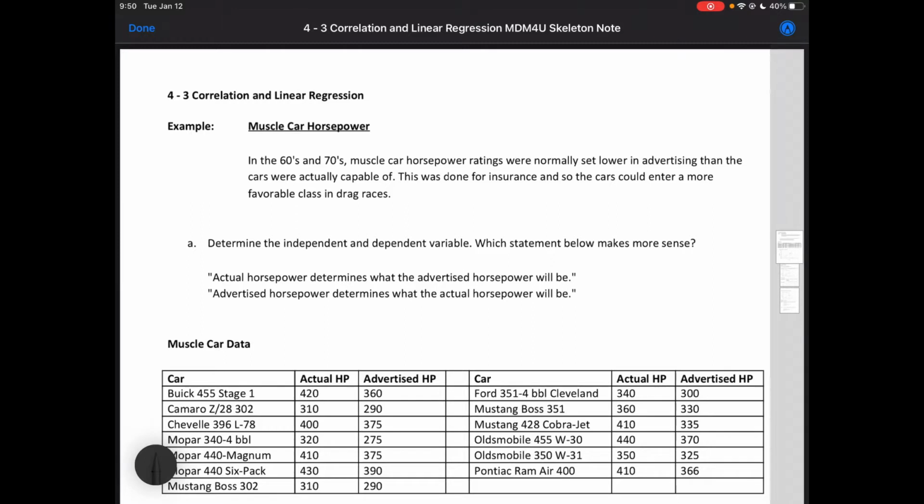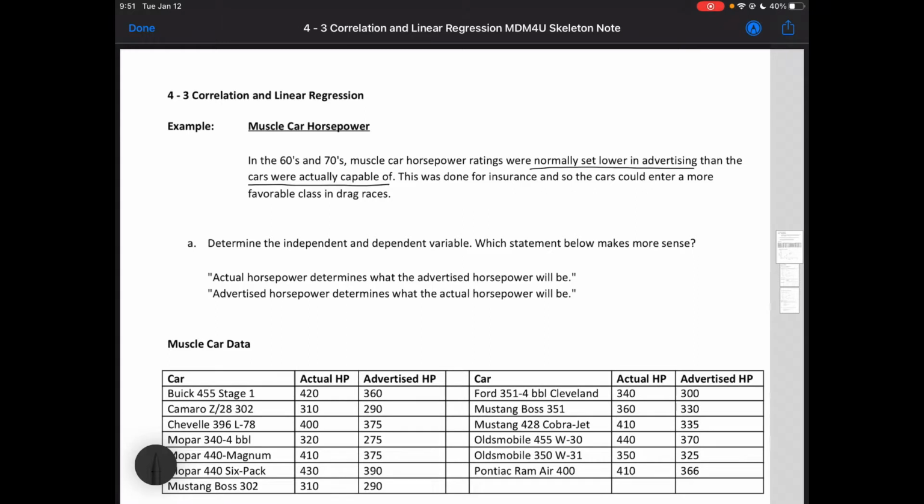This video is going to extend our discussion about correlation and linear regression into finding the line of best fit, so we can actually make some predictions about information, which is the whole goal of what modeling is meant to do. The example we're going to look at is muscle car horsepower. In the 60s and 70s, muscle car horsepower ratings were normally set lower in advertising than the cars were actually capable of, for insurance purposes, and so you can enter a more favorable class in drag races.